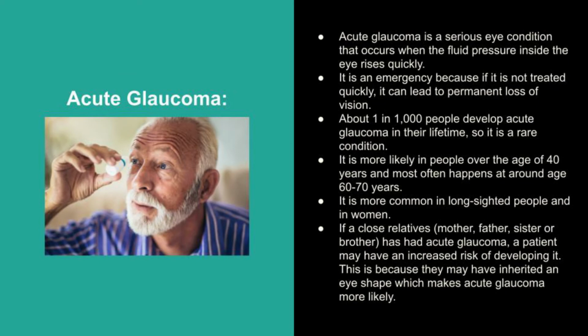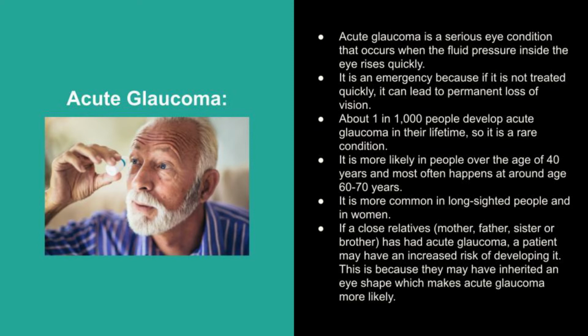Our next subject is acute glaucoma. Now, this is a serious eye condition that occurs when the fluid pressure inside the eye rises quickly. It is an emergency because if it is not treated quickly, it can lead to permanent loss of vision. About 1 in 1,000 people develop acute glaucoma in their lifetime, so it is rare. But it is much more likely in people over the age of 40 and most often happens at around the age of 60 to 70 years of age.